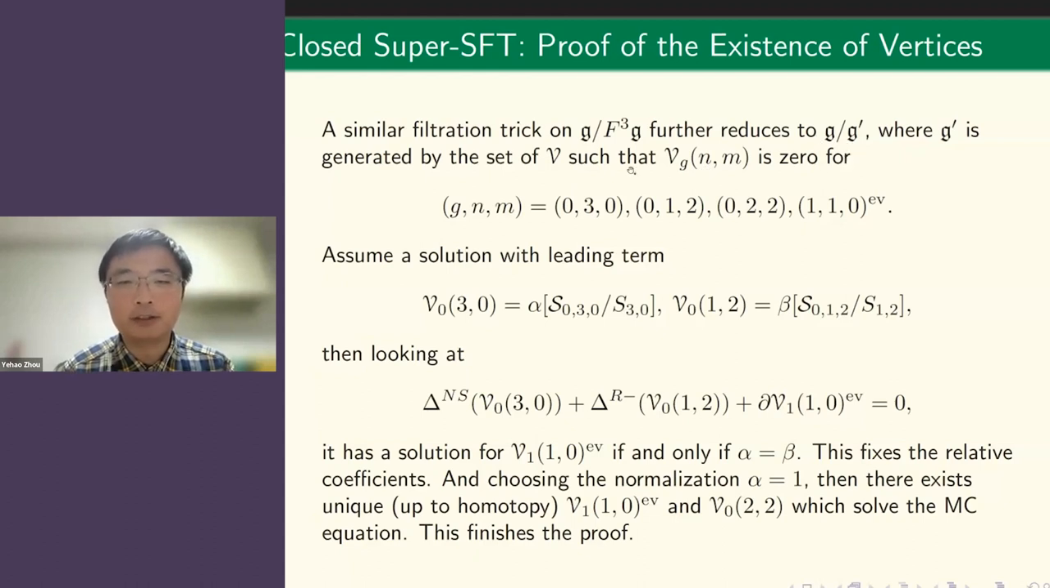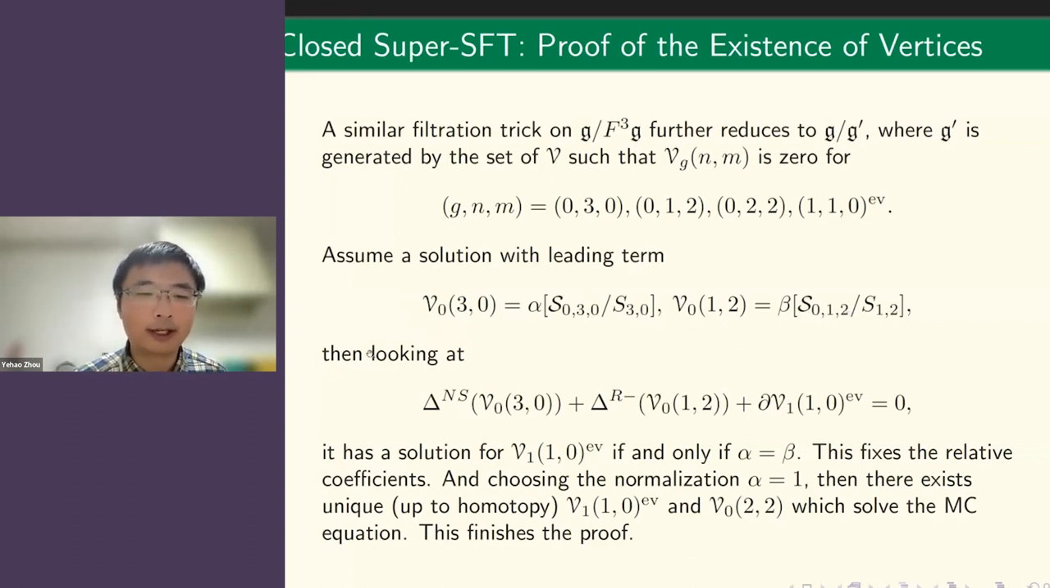So if we take g quotient by g', this means that our V_{g,n,m} is only supported on these exceptional cases, and anything higher is being modded out. And to solve the BV quantum master equation in this quotient space, we can start with some ansatz, which is, well, there's not many. Basically, V_{0,3,0} is just a point with an automorphism group, so there's not many choices. And similarly for V_{0,1,2}, this is basically just proportional to the fundamental cycle.